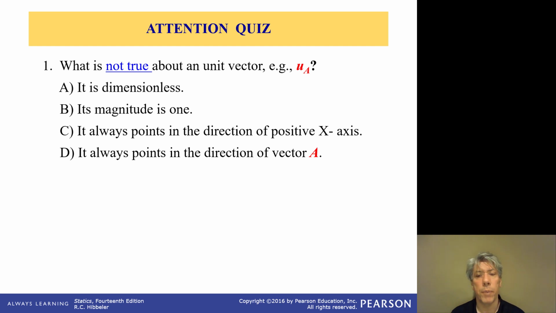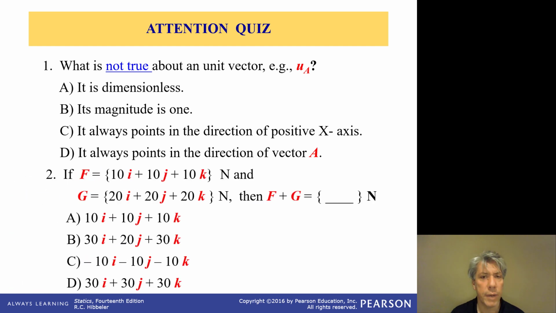It always points in the direction of the positive x-axis. Well, notice they've given us UA. UA is a generic unit vector, whereas something like I is a very particular unit vector that points along the positive x-axis. U is more general. It might point along any axis or maybe no axis. It points along the direction of the vector A, and the vector A, whatever it may be, may or may not point along the x-axis. How about it always points in the direction of vector A? Well, that's actually true. That's why it's called U sub A. So C is the one that is not true about unit vectors, at least about UA. It is true about I, but it's not true about J or K.